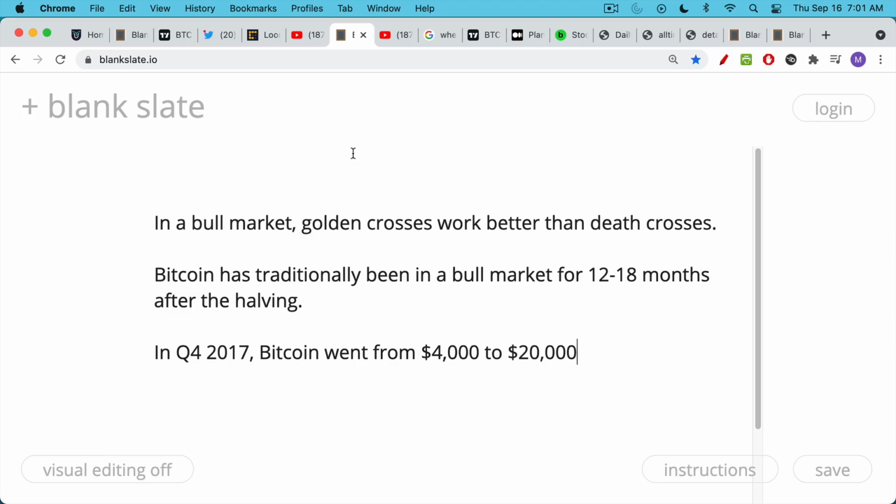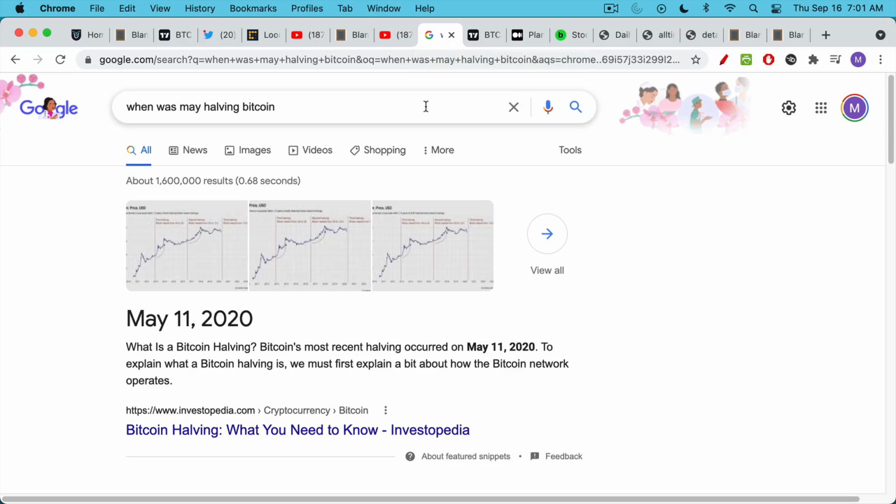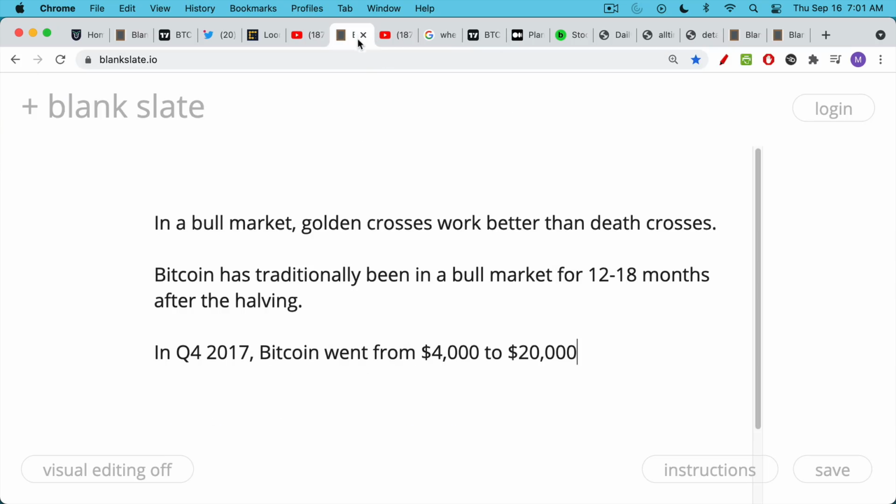I'm going with this assumption simply because traditionally Bitcoin has been in a bull market for the 12 to 18 months after the halving. We just had the last Bitcoin halving on May 11th of 2020, so we're still within that window. And with the increasing adoption and everything we're seeing, I think it's quite reasonable to assume that we're still in a bull market. This might be sort of a double bull market as we had in 2013. I've made a video discussing that as well.